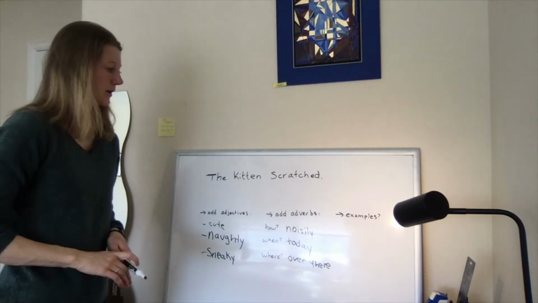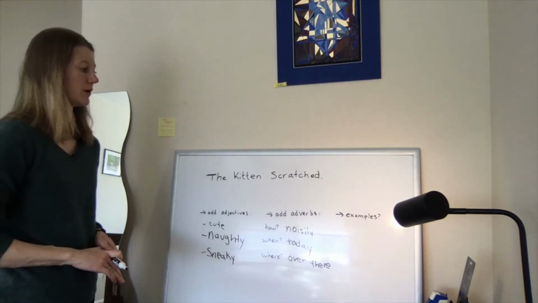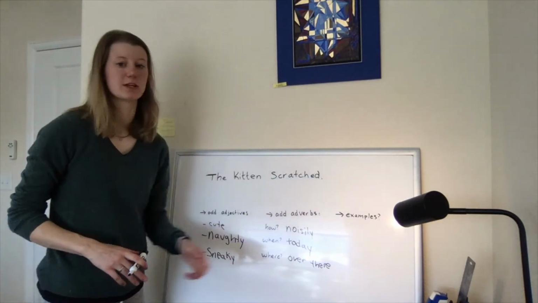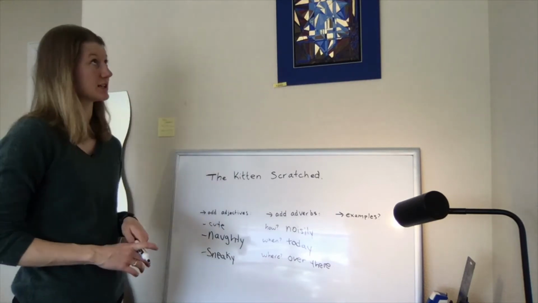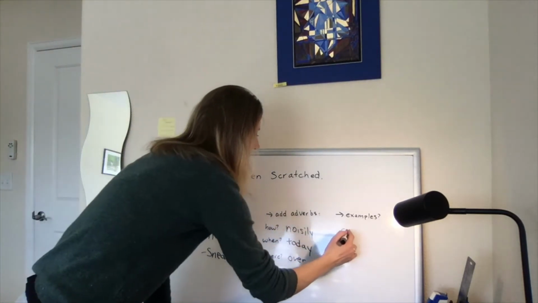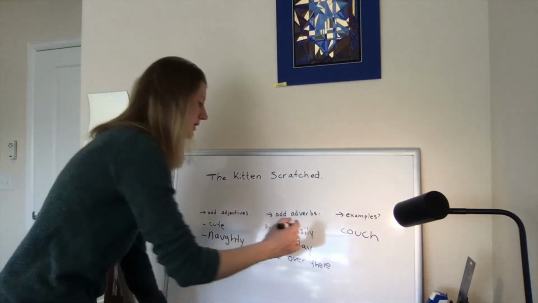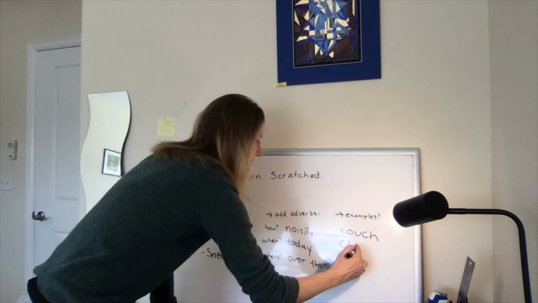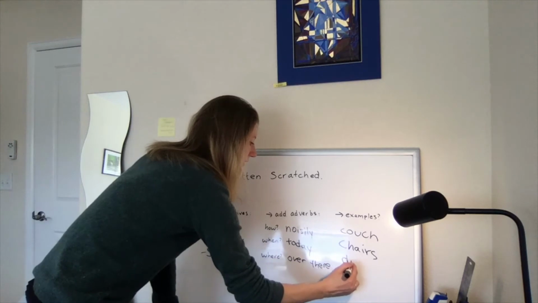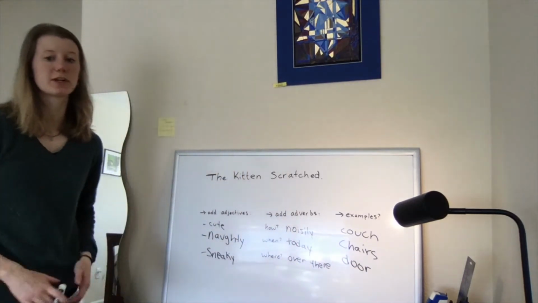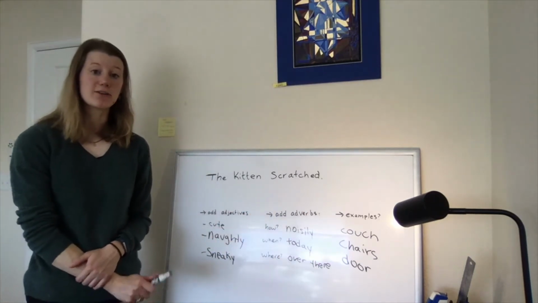Okay? Now, we can think of some examples of things that the kitten scratched. Okay, so if we wanted to add, for example, after this, we would need to think of some things that the kitten scratched. So if you think in your head, what are some things that kittens might scratch? I think it scratched the couch. I think it scratched the chairs. And it's even scratched the door. Okay, so now we have all this information. We need to take all of these extra details and add them to our sentence.